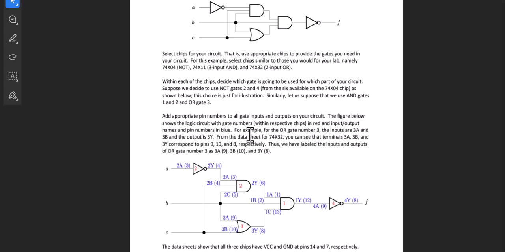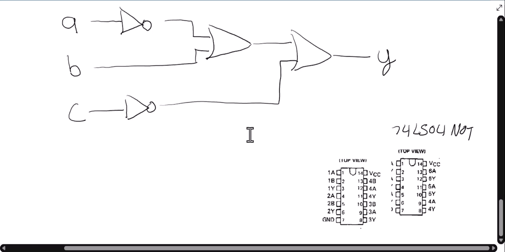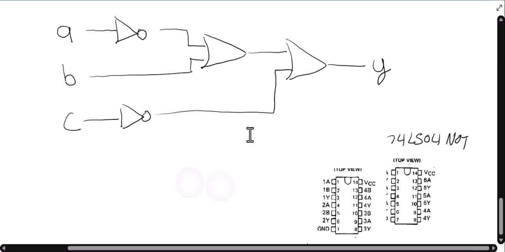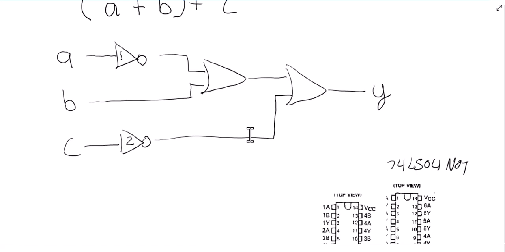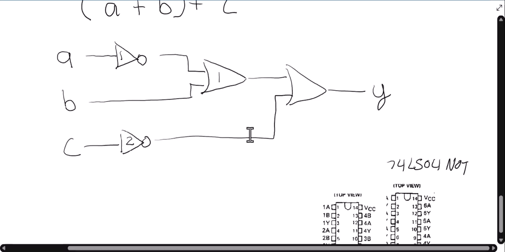because the chip has more than one OR gate on it or more than one AND gate on it. So for instance, on ours, I'll make this one 1 and this one 2, and I'll make this one 1 and this one 2.